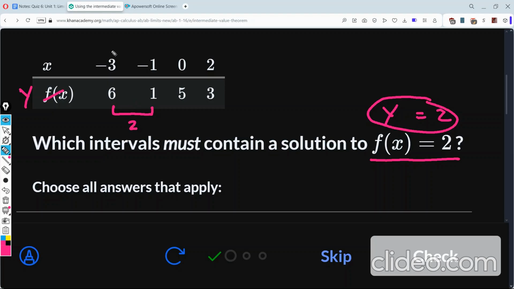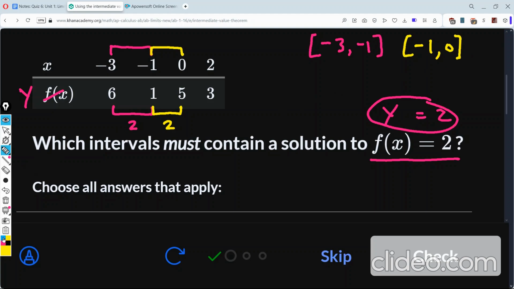So for the x interval, this is the y, this is the x. For the x interval of -3 to -1, that one works. So that one should be one of the choices. Now, again, y equals 2. If we go from 1 to 5, you can take the number 2 and it falls in between 1 and 5 as well. So that one is good. And the x interval for that is -1 to 0. So that one should work as well.